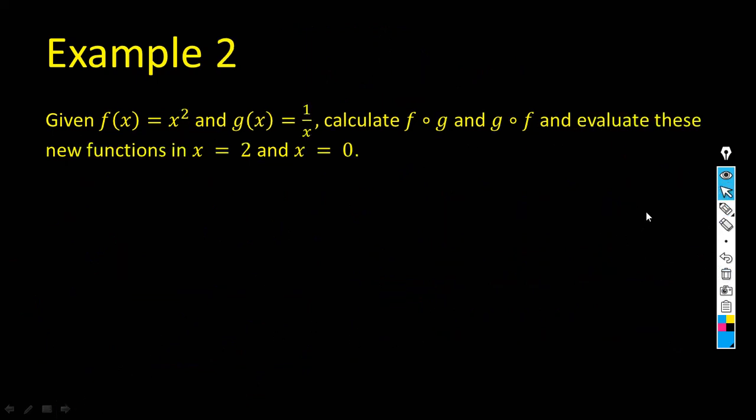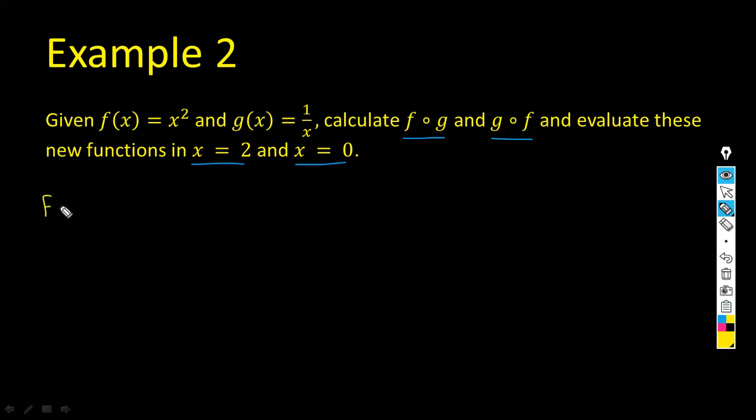Next example. Given f of x equals x squared and g of x equals 1 over x, one more time, calculate f circle g and g circle f. And now evaluate these new functions, f circle g and g circle f, in two values, x equals 2 and x equals 0. So let's do it.